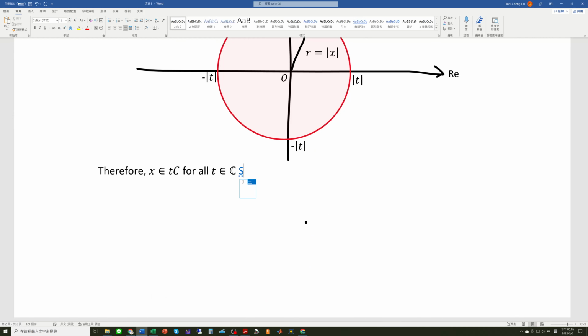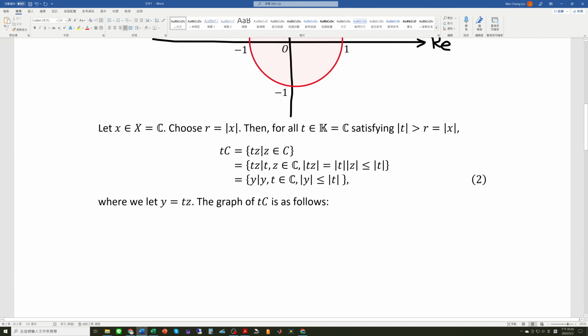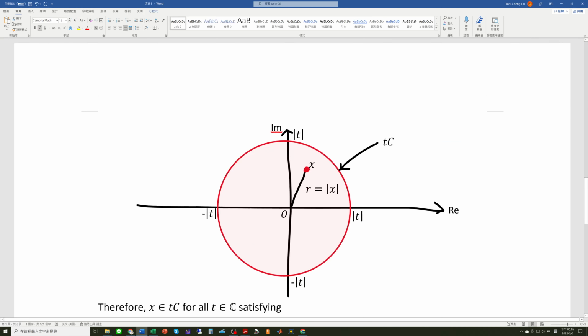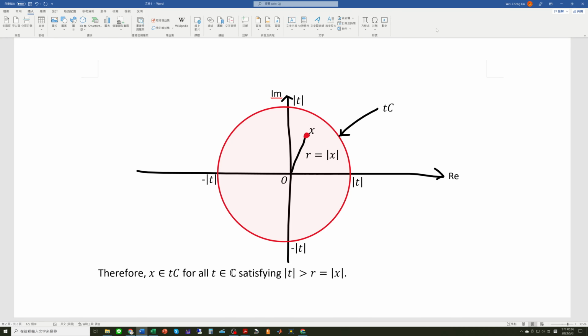which satisfies this equation: the absolute value of T is greater than R, and R is equal to the absolute value of X. So it completes the solution.